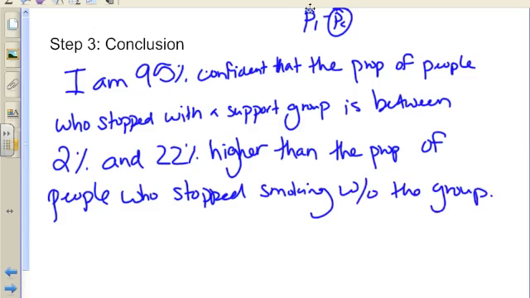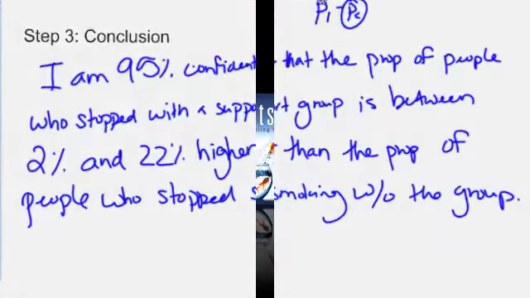All right, so notice, between 2% and 22% higher. 0 is not in there. That means the support group definitely did better. How much better? Well, between 2% better and 22% better. So again, we've shown that having a support group is helpful. How helpful? Between 2% and 22% more people stopped smoking. So that gives us an idea of how beneficial it was.